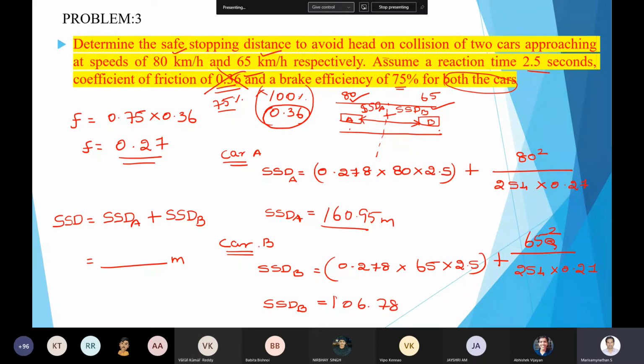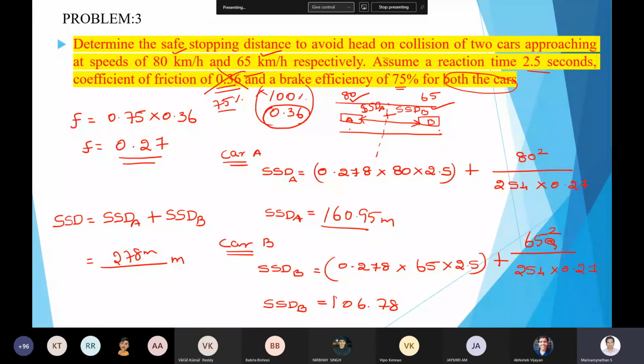So when you add both values together, what will be the total stopping sight distance? 260, 266, approximately 267 or 278 it is coming, maybe we can assume 278. So this is the stopping sight distance between vehicle A and B.